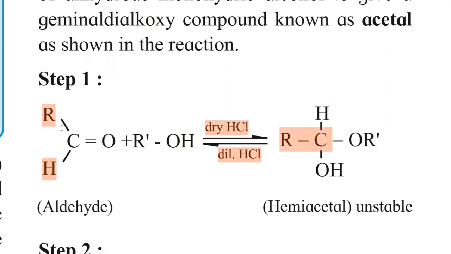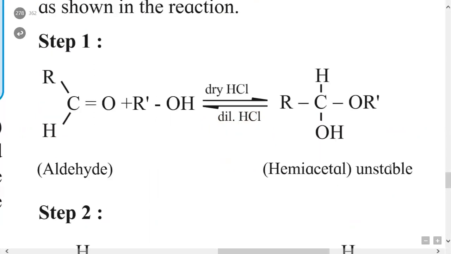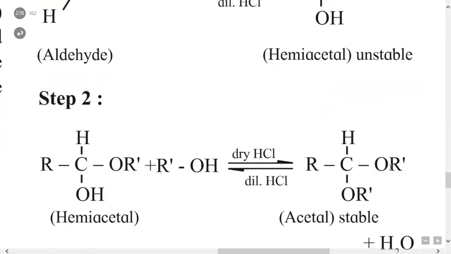Then this carbonyl group becomes OR, that is alkoxy, and the other group that gets bonded is OH from the alcohol. So R dash with oxygen and the OH group are bonded to the carbonyl carbon. This product is called a hemiacetal.